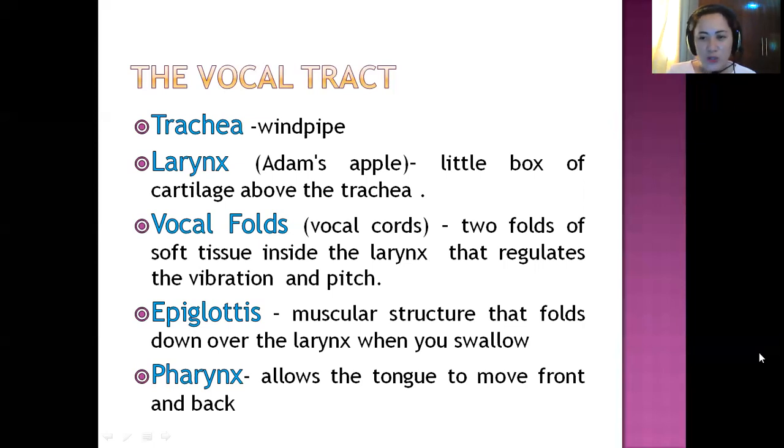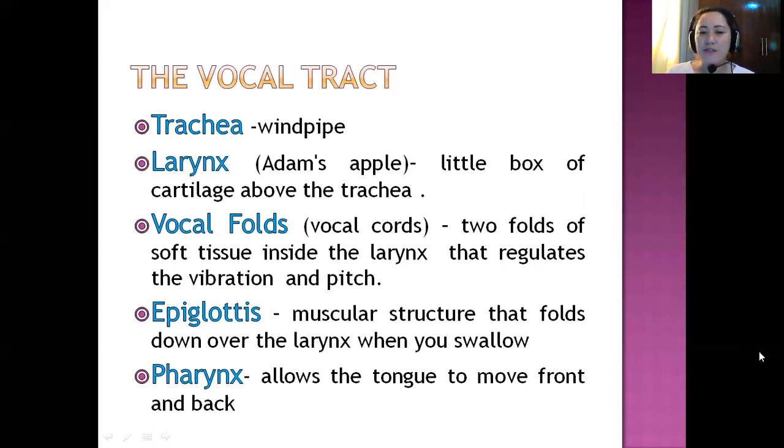And a very common advice is that we should not talk if our mouth is full, because our epiglottis will be confused whether it will fold or not. So if you try to do swallowing and talking simultaneously, there's a tendency that you will be choked. So be safe always.